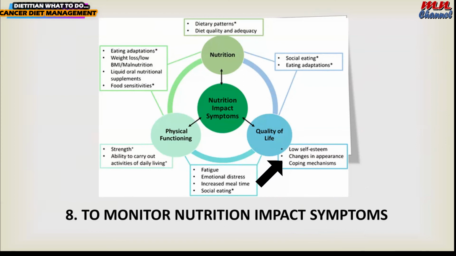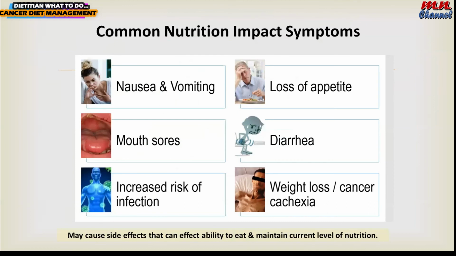And then we also need to see the physical functioning, whether the patient is able to tolerate oral intake by himself or needs assisted feeding. And then the patient's emotional status, maybe the patient is fatigued or depressed, and then the environment, because social eating and eating adaptation are very, very important for the patient to increase oral intake. So these are the common nutrition impact symptoms. This is the most common.